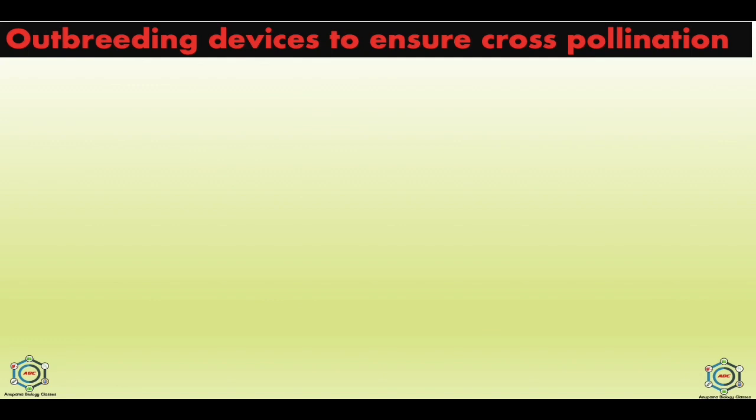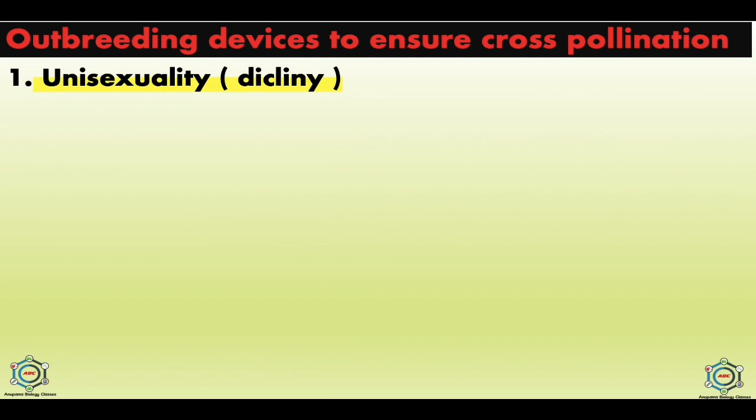Now, the outbreeding devices to ensure cross-pollination, in which the first one is unisexuality or diclinism. Flowers are unisexual or diclinous, so self-pollination is not possible in this case. So, they choose cross-pollination. Second is dichogamy. The plants have bisexual flowers. However, anthers and stigmas mature at different times to avoid self-pollination, in which it is of two types.